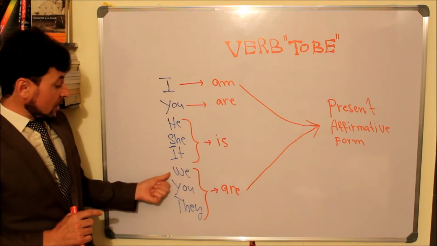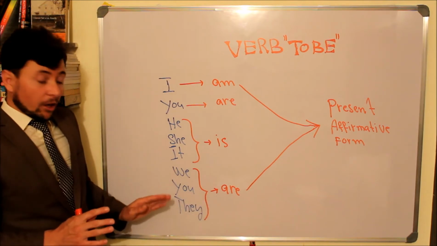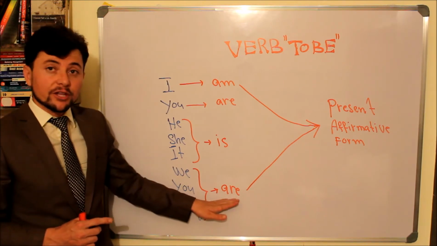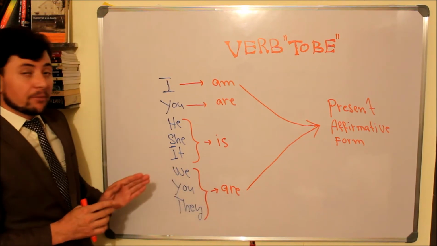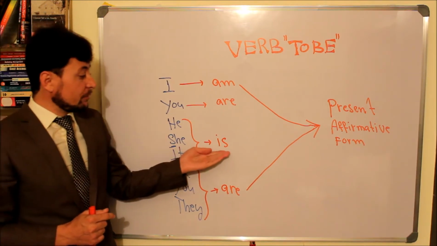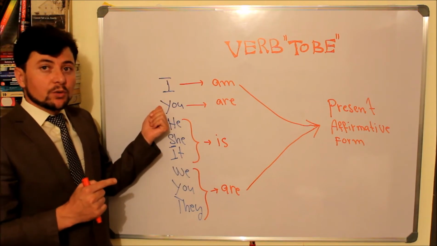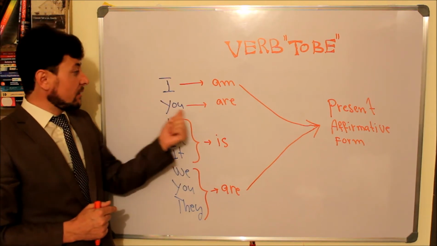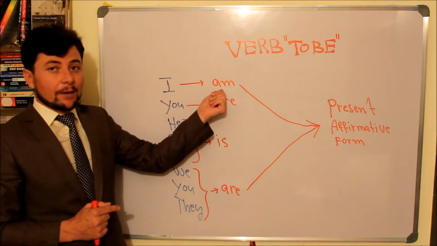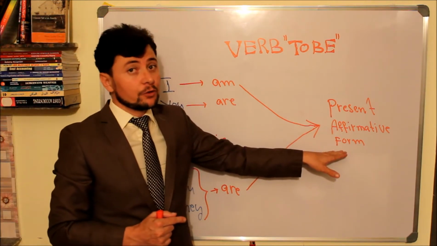For the subjects we, you, they, we use are. So, anytime there is plural subjects, we, you, they, verb to be for that is are. Anytime there is singular subjects like he, she, it, verb to be for them is is. For subject you, which is second person singular, verb to be is are, and for I, verb to be is always am. This form is used in present affirmative form for verb to be.